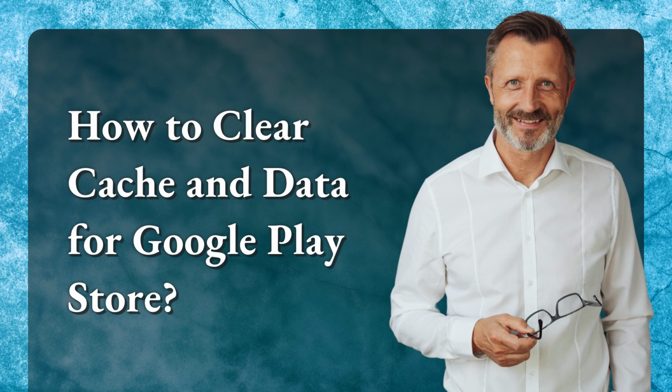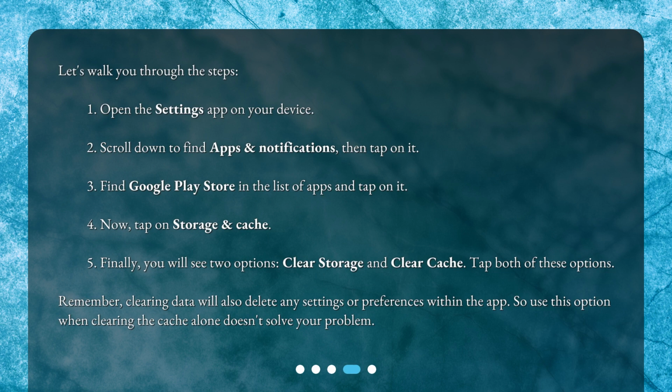How to clear cache and data for Google Play Store? Let's walk you through the steps. 1. Open the Settings app on your device. 2. Scroll down to find Apps and Notifications, then tap on it. 3. Find Google Play Store in the list of apps and tap on it. 4. Now, tap on Storage and Cache. 5. Finally, you will see two options, Clear Storage and Clear Cache. Tap both of these options.